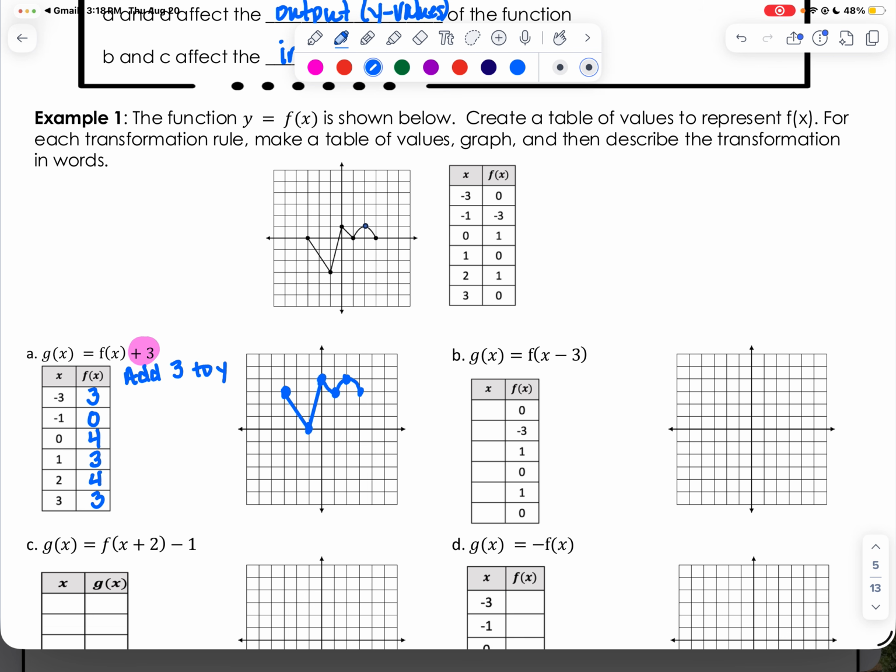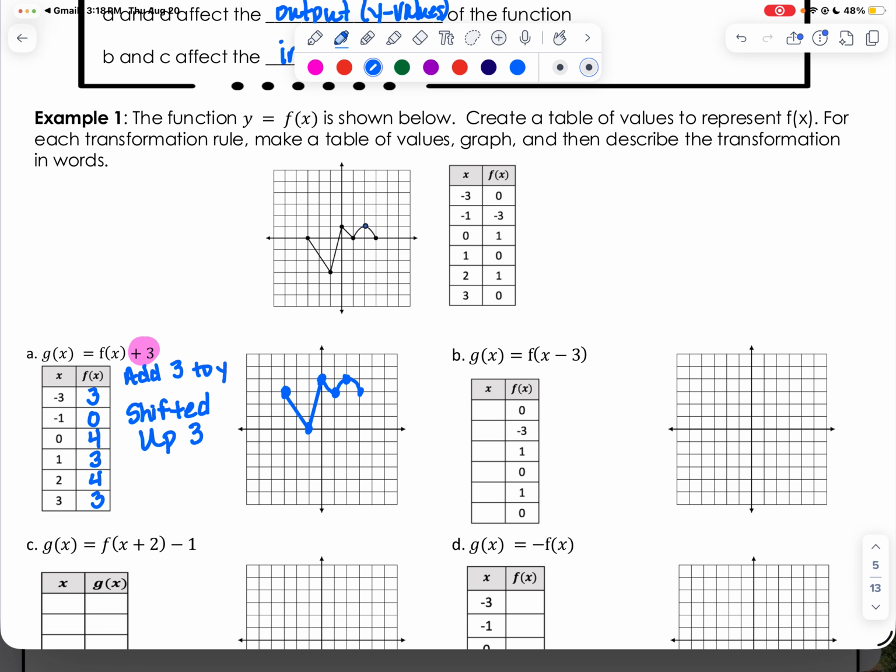So when I compare it to the original function, it looks like this new function, every single point shifted up 3 units. So it wanted us to describe the transformation. So I'm going to say the function shifted up 3 units.